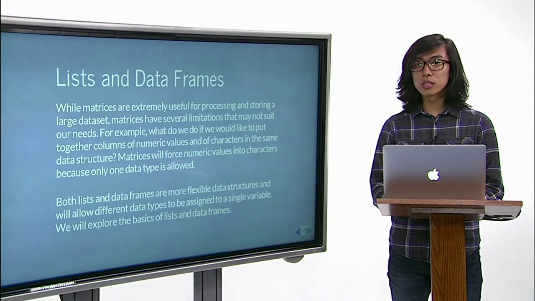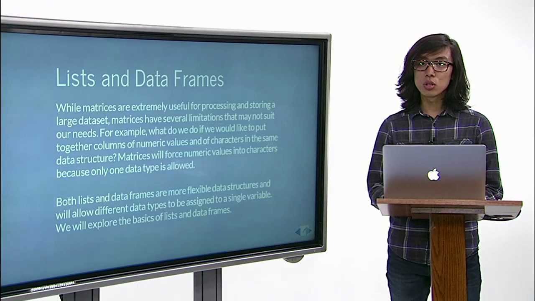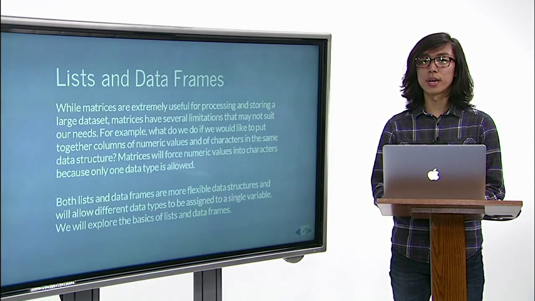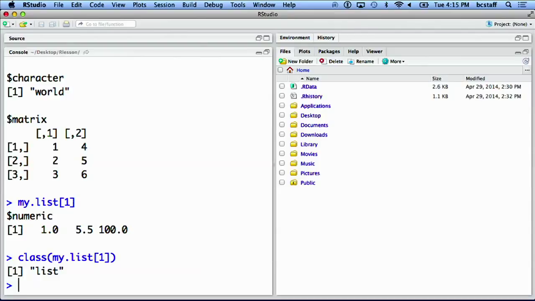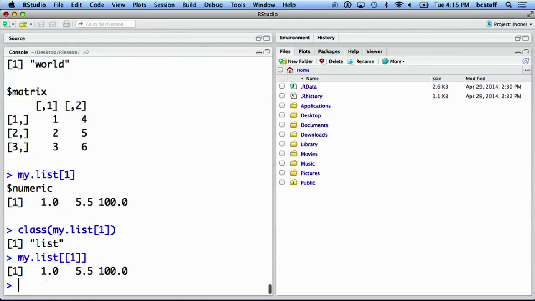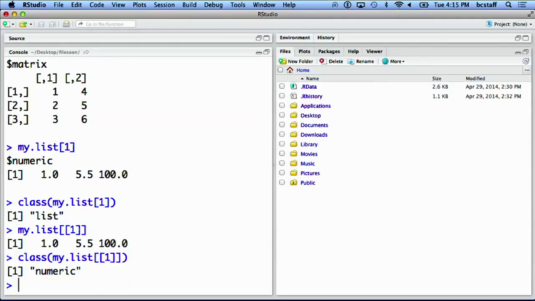If you'd like to extract the content, you need to use two sets of square brackets. Comparing to the earlier one pair of square brackets, now we can look at the class of myList with two square brackets and see the class having changed to numeric.